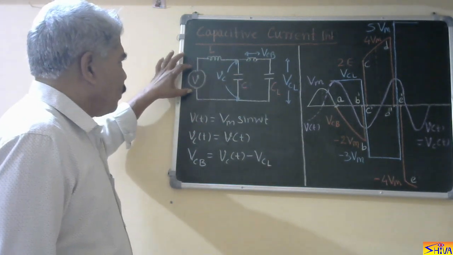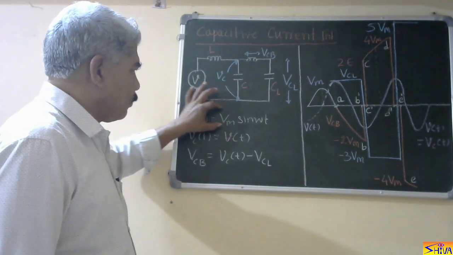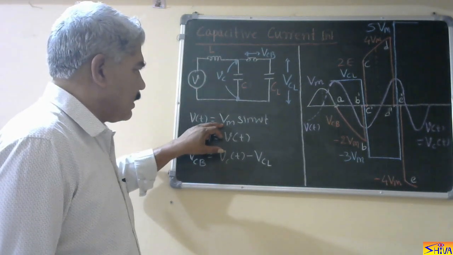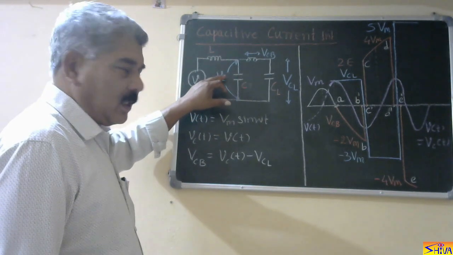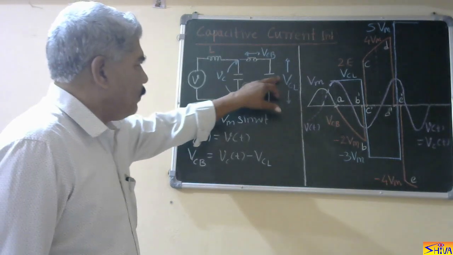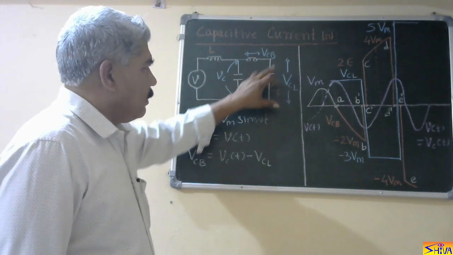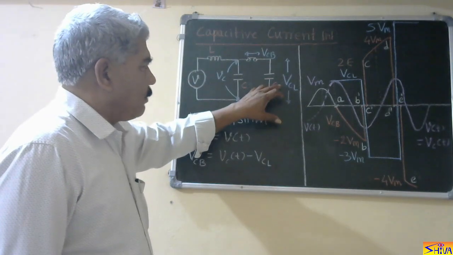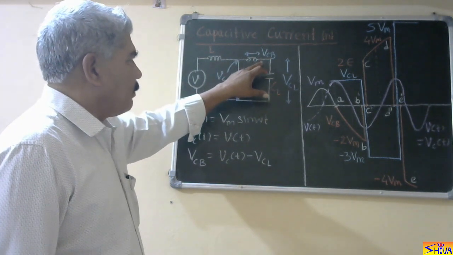So here the voltage V is a sinusoidal voltage, denoted by Vt equals Vm sin omega t. Vm is the peak value of this voltage. Vc is the voltage I am denoting as developing across the circuit breaker porcelain bushing. VCL, because I am denoting this capacitance by CL, is the voltage appearing across it, and the voltage appearing across the circuit breaker poles I am denoting by VCB.